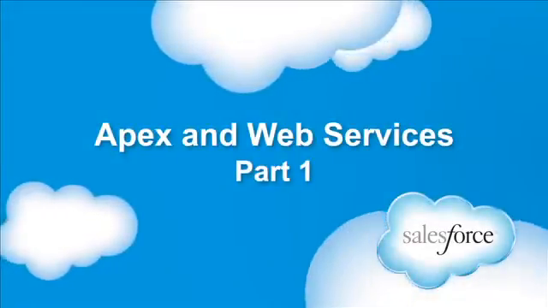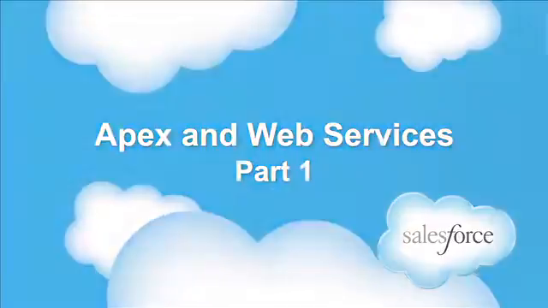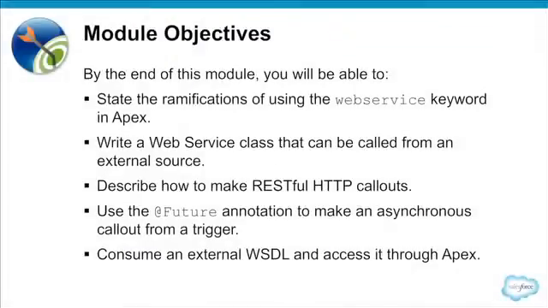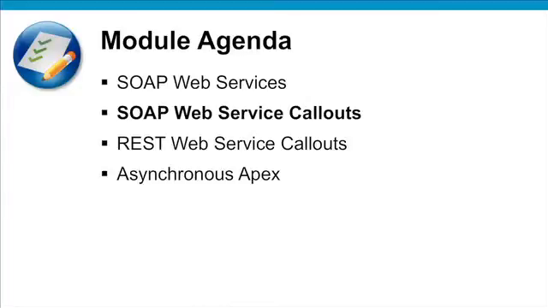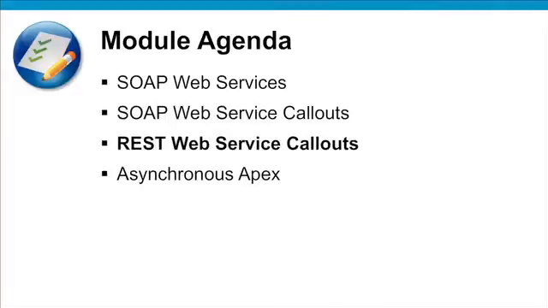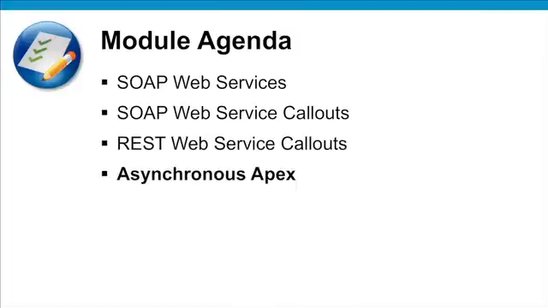Apex and web services. So we're going to talk about a few things, and we'll jump into these right now. But for the most part, here's the idea. We're going to talk about custom SOAP web services. We're going to talk about doing callouts to other systems' SOAP-based web services. In the third section, we're not only going to talk about RESTful web service callouts, we're also going to talk about defining custom REST web services in Apex. And then finally, we're going to talk about asynchronous Apex.